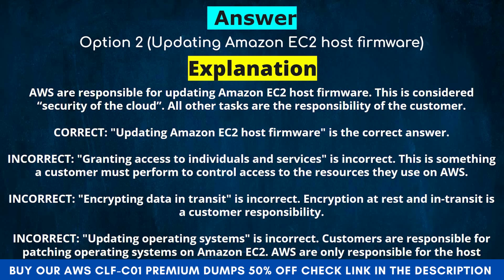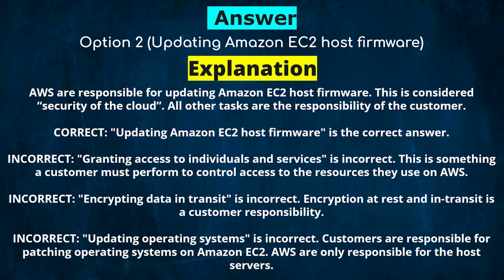Granting access to individuals and services is incorrect. This is something a customer must perform to control access to the resources they use on AWS. Encrypting data in transit is incorrect. Encryption at rest and in transit is a customer responsibility. Updating operating systems is incorrect. Customers are responsible for patching operating systems on Amazon EC2. AWS are only responsible for the host servers.